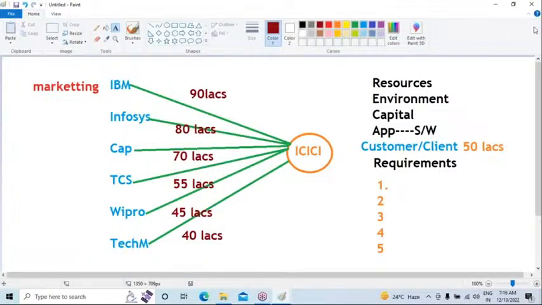Now, the question here is, to which company are we going to give this project? Yes, to whom are we going to give the project? You got it right. To which company are we going to give the project? I'm asking you people only, guys. Please respond.